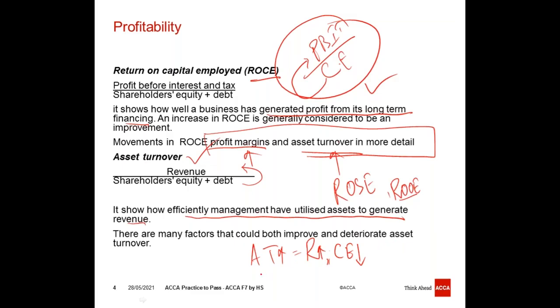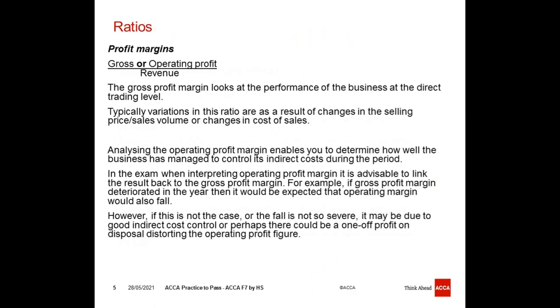or vice versa. When there is a reduction in the asset turnover, that means there will be a decrease in the revenue, or an increase in the capital employed. So these are the reasons that you need to mention.